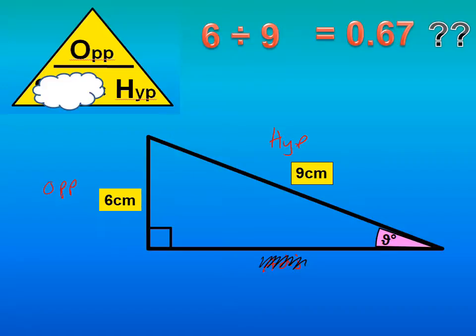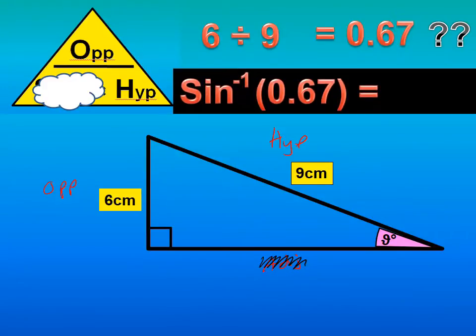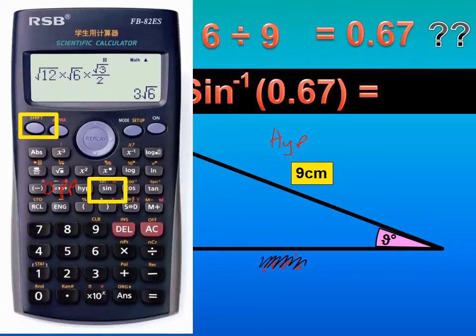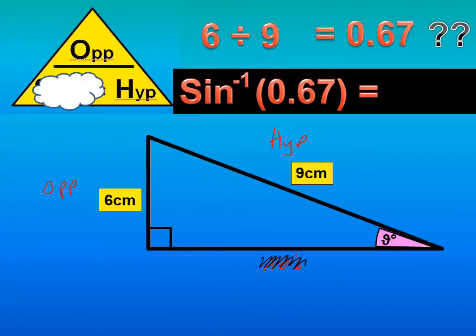And there we need a new button, a new skill, and that's using the inverse of sine. If you look at your calculator, most calculators it's shift and then the sine button. If you pressed shift, sine, and then put 0.67 in there, you should get the answer 41.8.